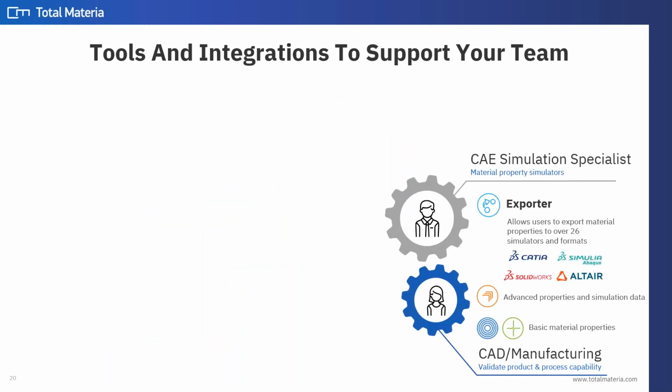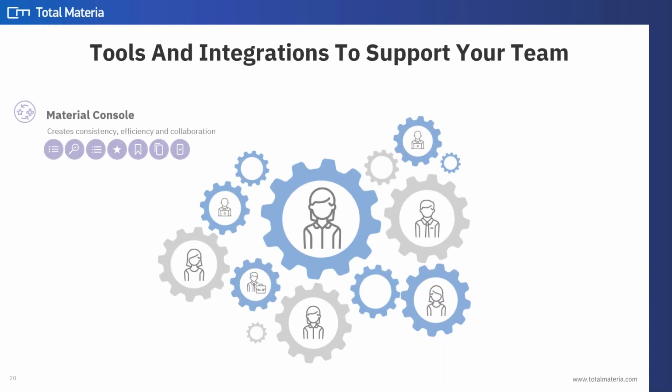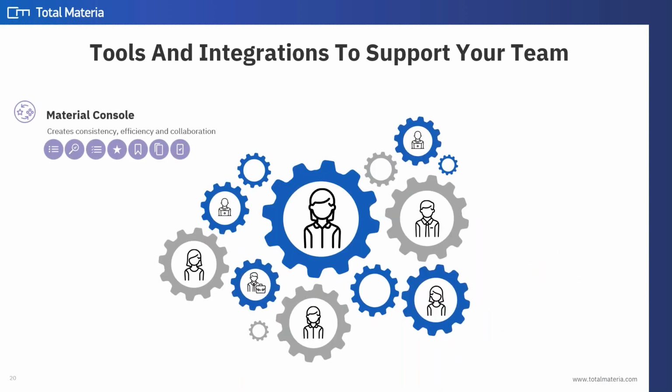And then for simulation, of course, CAE and CAD, having advanced material properties, basic material properties, and being able to export those materials very quickly is a great addition. And of course, there's no I in team. Having Material Console, you could share all that information with one another. Just makes the process so much easier, with less screenshots and less time for error.